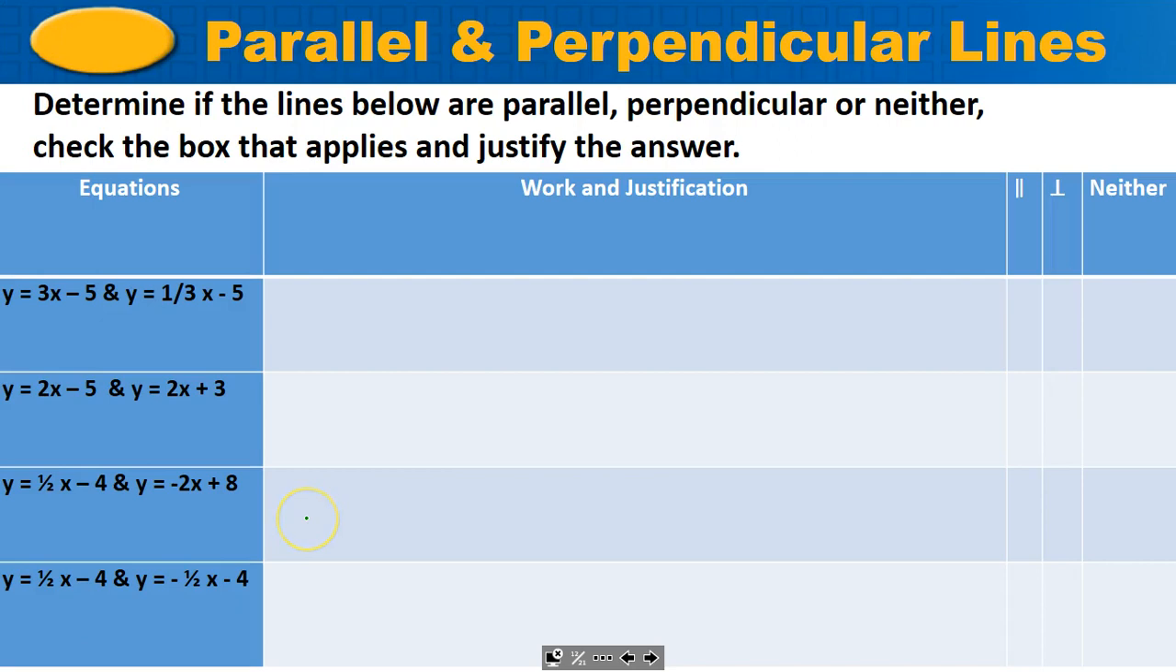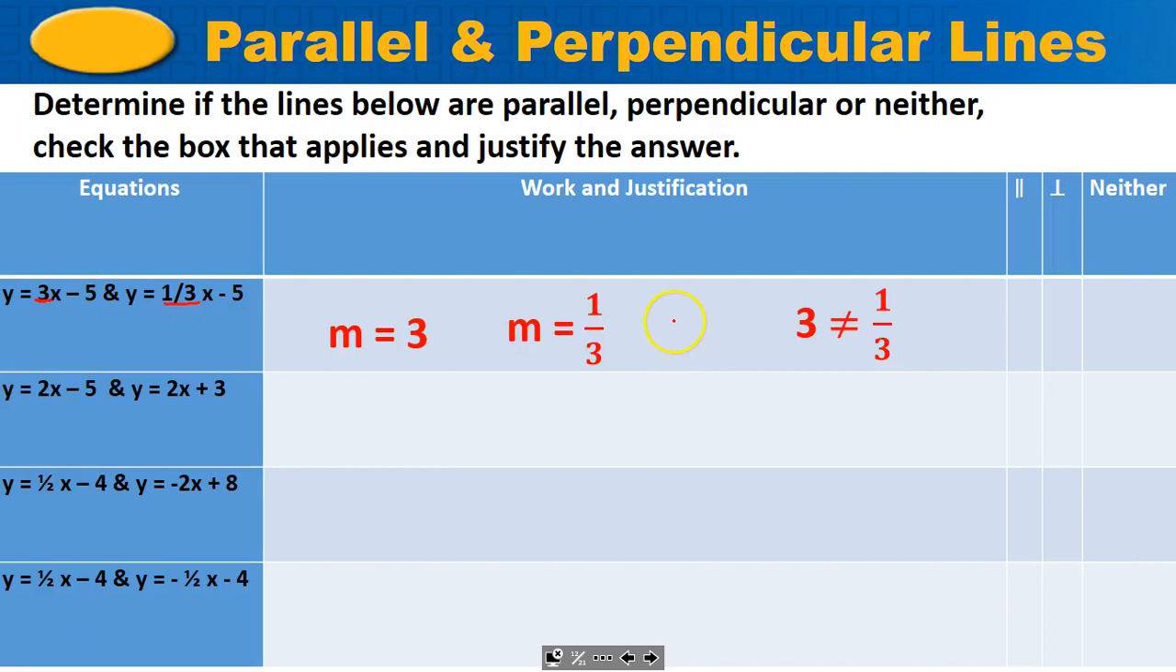Okay, so now we're going to actually find the slopes of these lines. So our first line here is y is equal to 3x minus 5. That right there would be our slope. So m is equal to 3. And then our other line, y equals 1/3 x, again, we're looking for the coefficient of the x. That's going to be our m. That's our slope. So the first one was 3, the other one was 1/3.